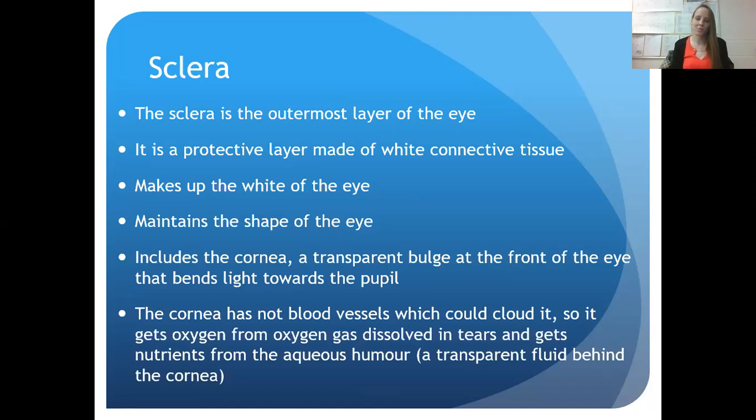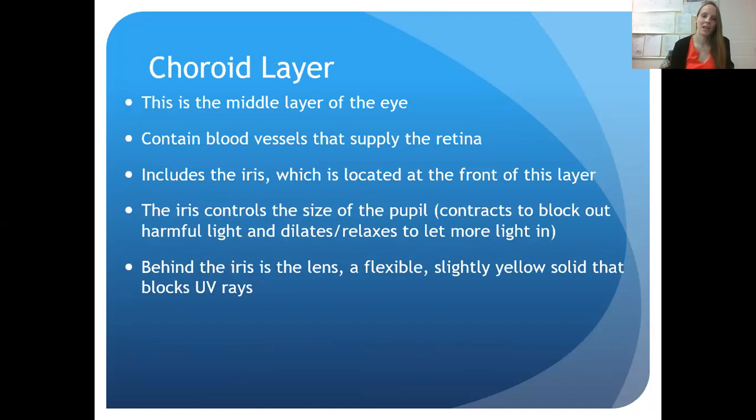So the aqueous humor is transparent fluid that is tucked in behind the cornea. It contains dissolved gases as well as some nutrients in order to keep the cornea going. Then the middle layer is the choroid layer. It contains all of the blood vessels that supply blood to the retina. It also includes the iris, which is the colored area at the front of the eye.